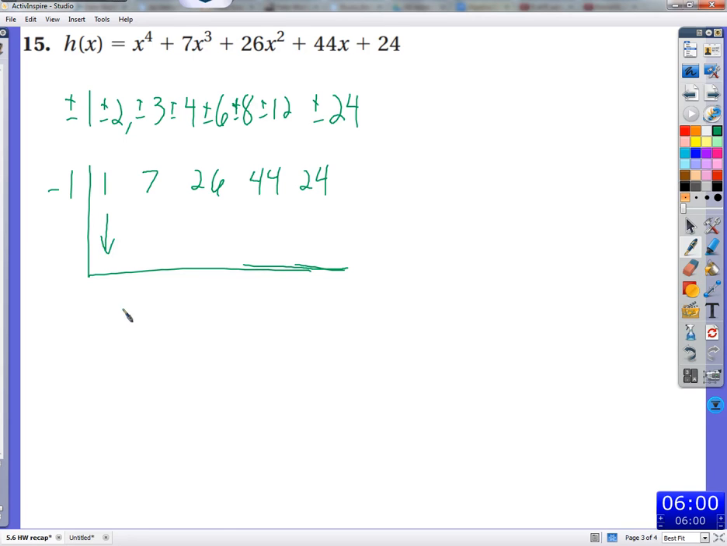Okay, so we'll bring down the 1, and get 1, 1, 6, 6, 20, negative 20, 24, negative 24, and 0. Okay, so what did we just find out? That negative 1 is a 0. And also, what else did we find out? The x plus 1 is a factor.